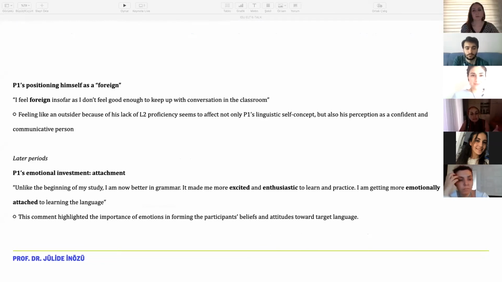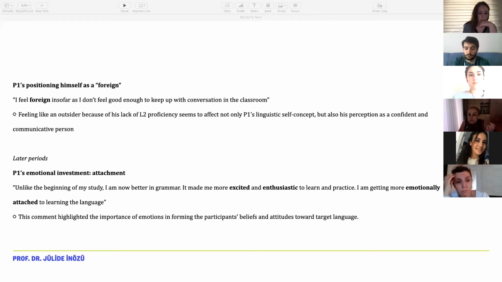And again, towards the middle of the semester, there is a quote from this participant. This time we see that he positions himself as a foreigner. "I feel foreign insofar as I don't feel good enough to keep up with conversation in the classroom." You see how important interaction is? Just because he is not able to keep up with the conversation in the classroom, he says, "I feel foreign." He feels like an outsider.